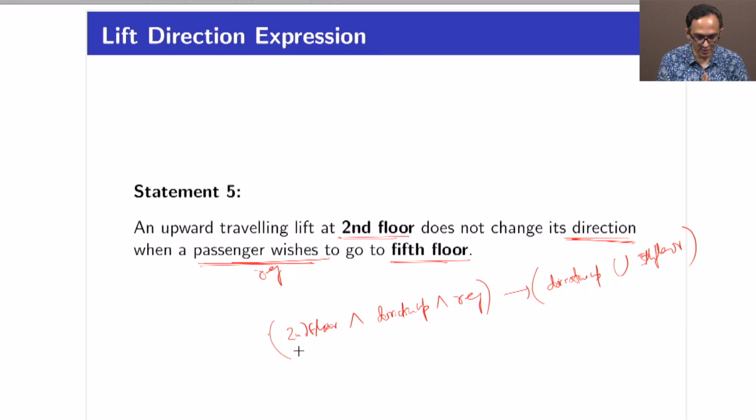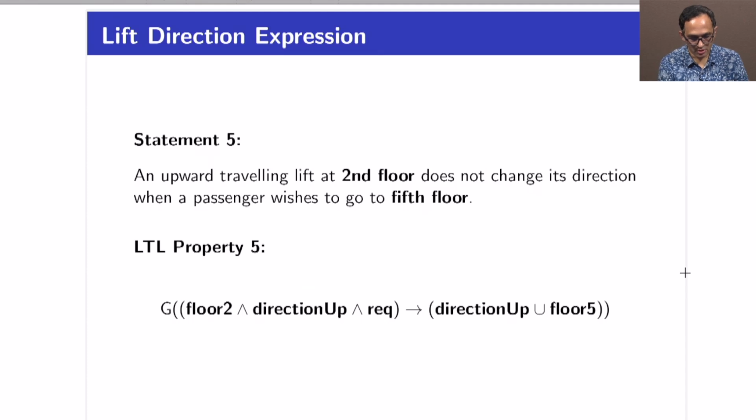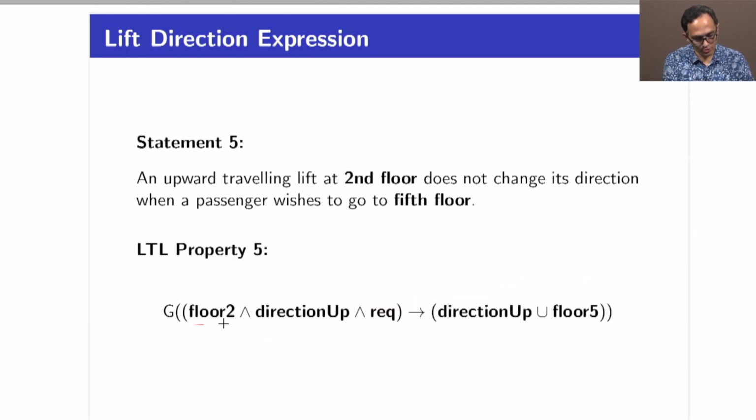Remember, here second floor, direction up and request are all propositions. What I am writing here is that the lift is on the second floor, the direction is up, it is going up, and there is a request, which implies the direction will remain up until you reach the fifth floor. This is how I should encode it, and this should happen globally. So globally, if it is on floor 2, the direction is up and there is a request, the direction will remain up until it reaches the fifth floor. Okay. So this is the lift controller example.